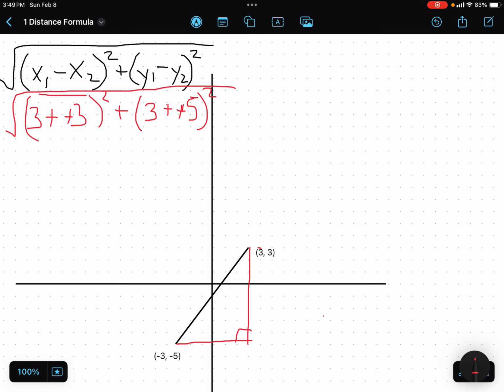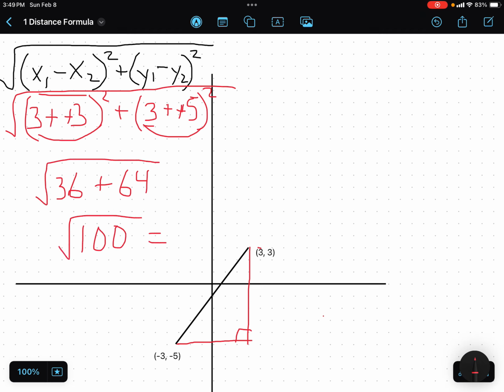So this here is 6 squared, which is 36. This is 8 squared, which is 64. And we're going to take the square root of that sum, which is the square root of 100. So the length of this line segment is 10 units long.